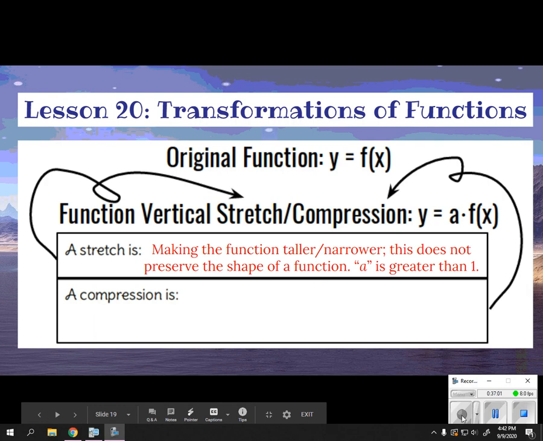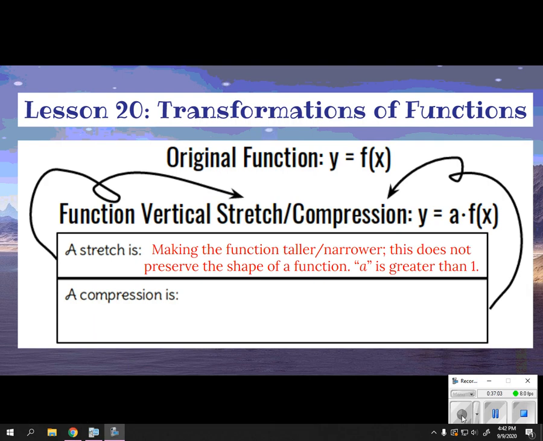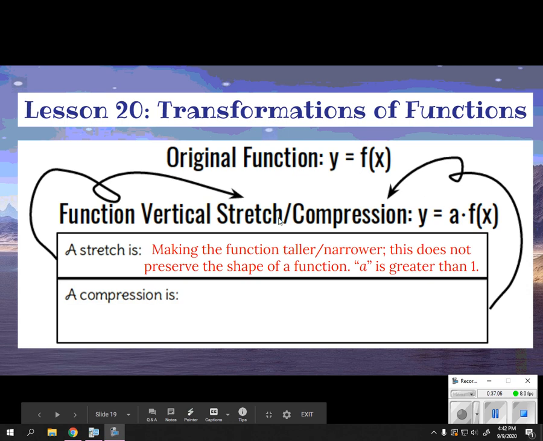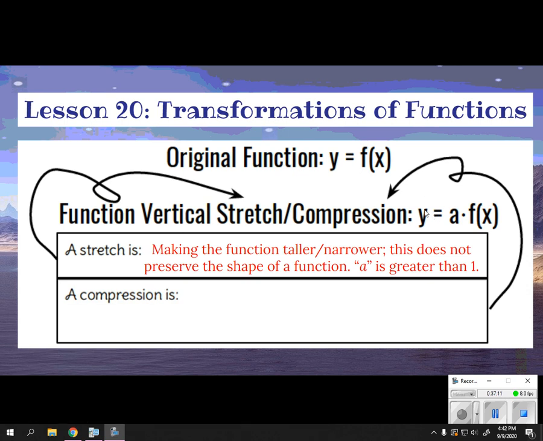Okay, and the last type of transformations that we're going to talk about are our stretches and compressions. We're going to deal with vertical stretches and compressions. It's almost like you take the function and you pull it from the top and the bottom. That would be a stretch. Or if you take your function and put your hands on the top and bottom of that function and squeeze it from the top and the bottom, that's a compression. So you're going to have a number in front of your function being multiplied times that function.